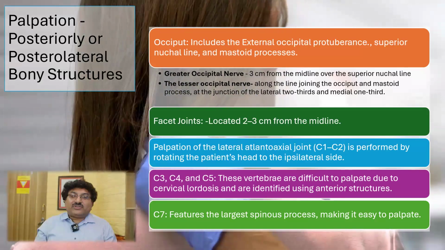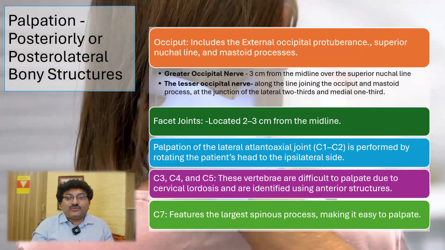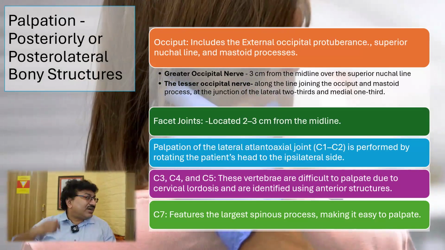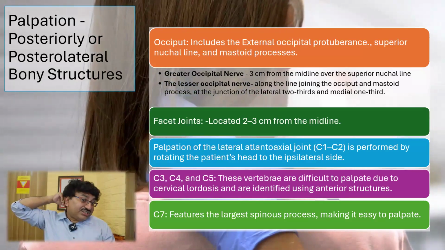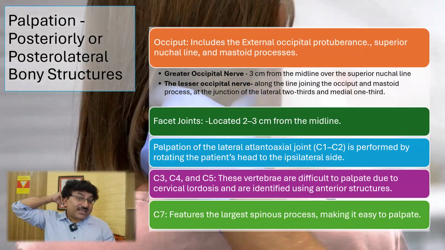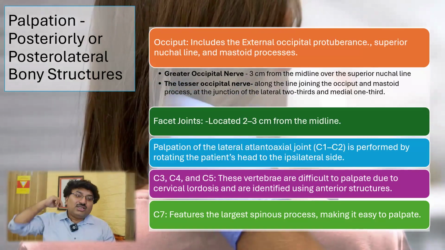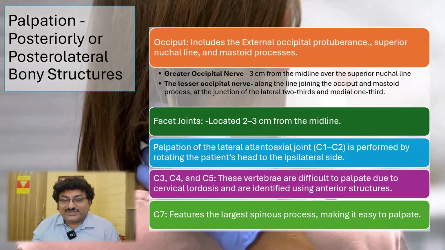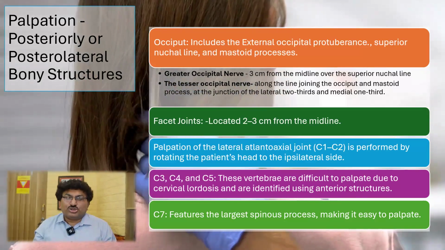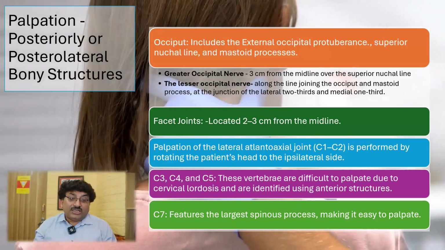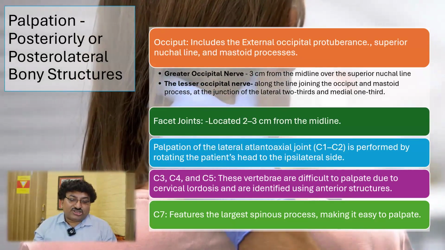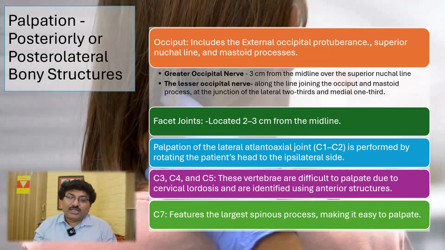Then palpation of the lateral atlantoaxial joint, which is performed by rotating the patient's head to one side, and you should check in the posterior and ipsilateral area. That is the C1, C2 joint, but it is usually not commonly involved, I should say. It's not that it could not be involved, but it is not a commonly involved joint.